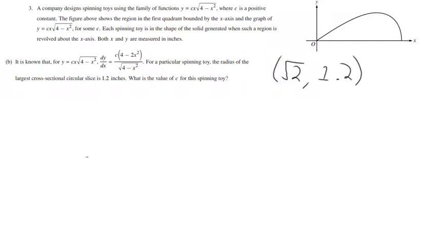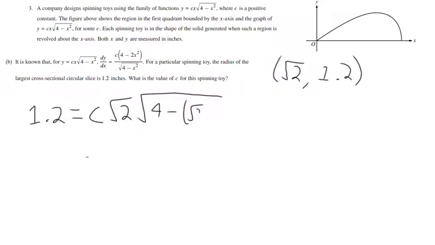All right, and let's take a look now. So we have 1.2 equals c times x, which is the square root of 2, times the square root of 4 minus x, which is again the square root of 2, squared. All right, let's simplify that. Actually, you know what? Let's not even simplify this.